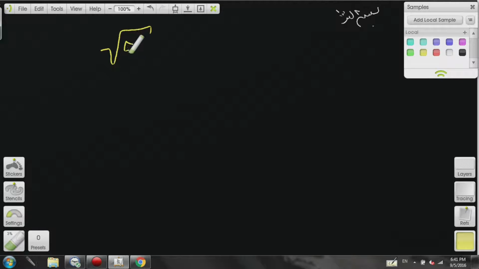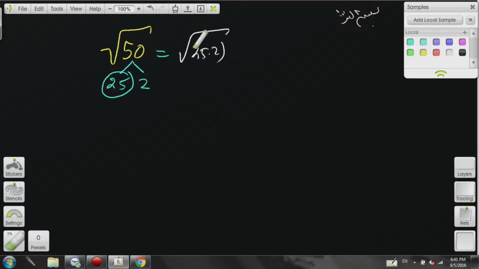Here's square root of 50. Now square root of 50 is 25 times 2, right? Now 25 is a perfect square. You can take the square root of 25. It's 5 times 5. So you can rewrite this, if you like, as the square root of 25 times 2. And the square root of 25 is 5, so that comes out as 5 times square root of 2. Okay?